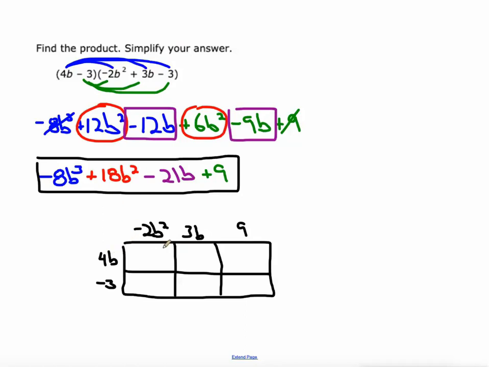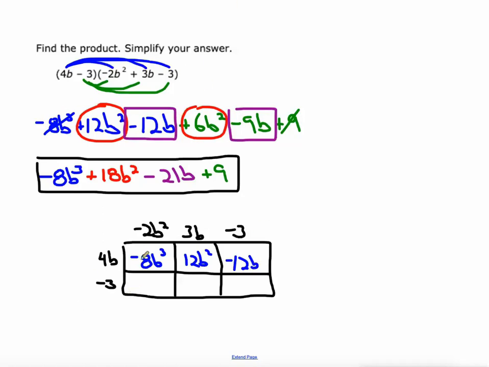So when we multiply 4b times each of the terms in the trinomial, we get the area of this piece, negative 8b cubed, the area of this piece, 12b squared, and the area of this piece, oh, I said 9. I gotta fix that, sorry. This isn't 9, this is negative 3. So 4b times negative 3 was negative 12b. So there's all those blue pieces.